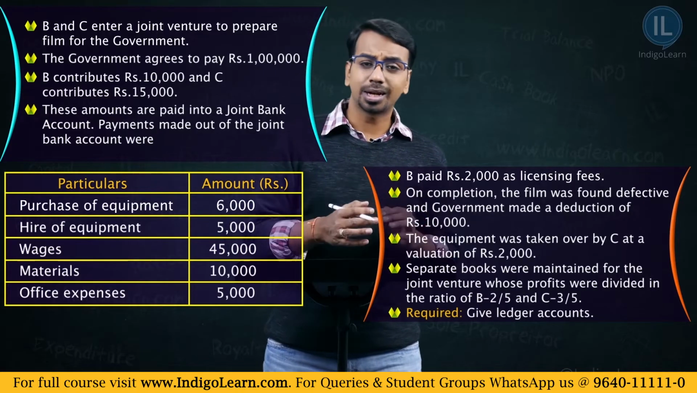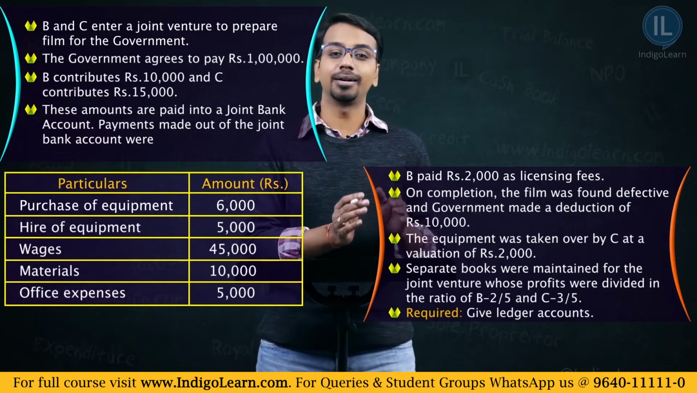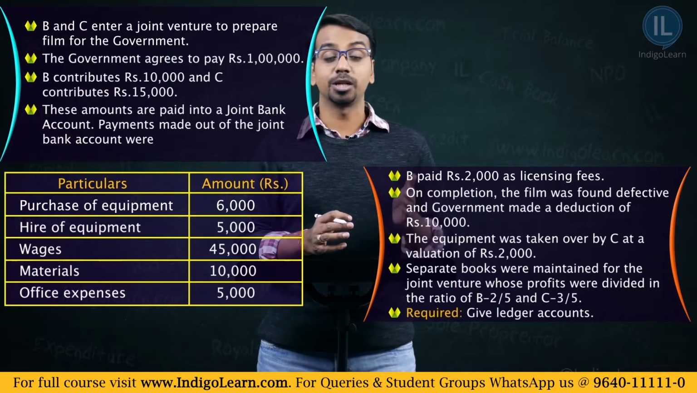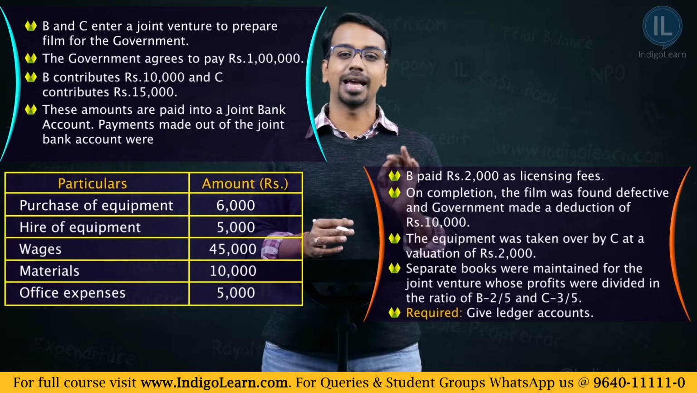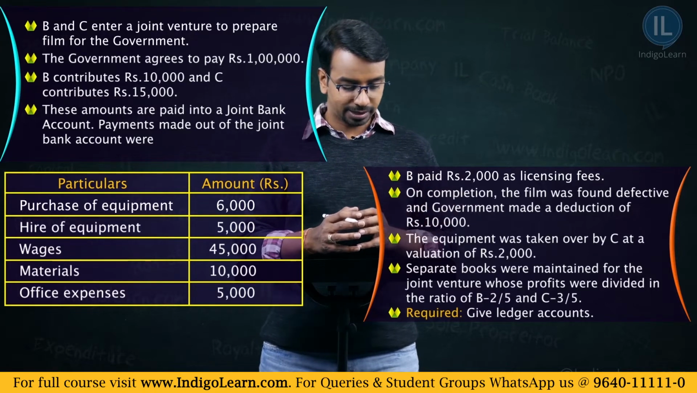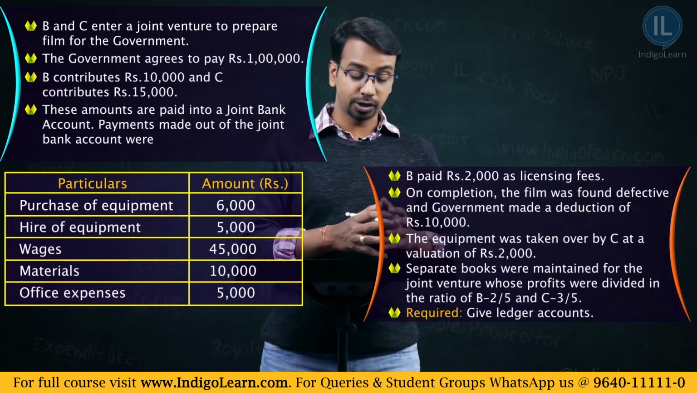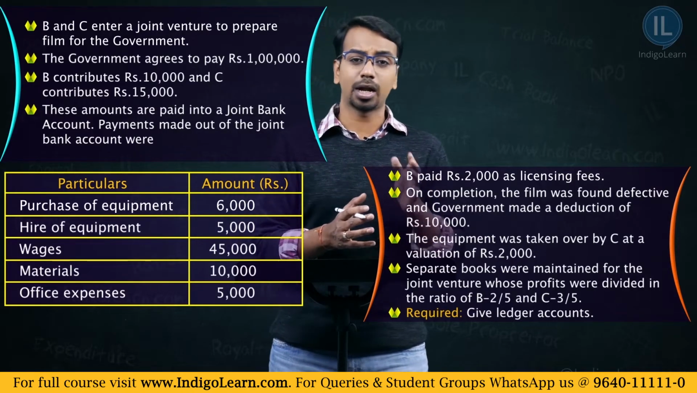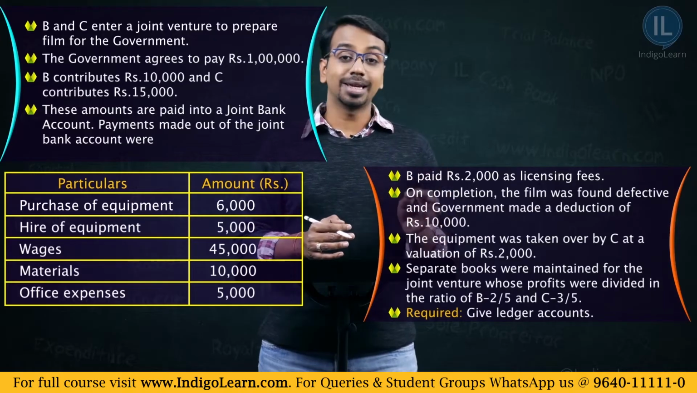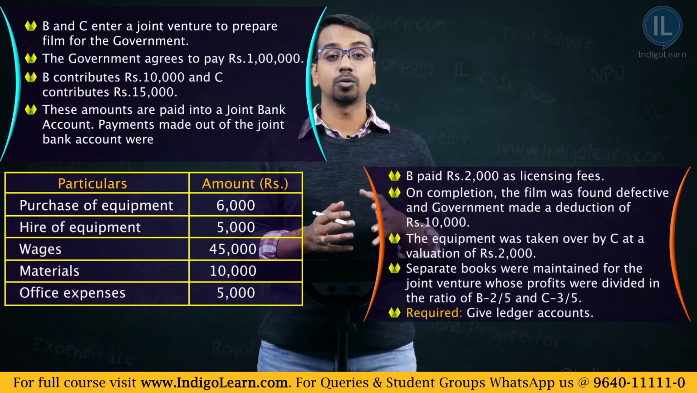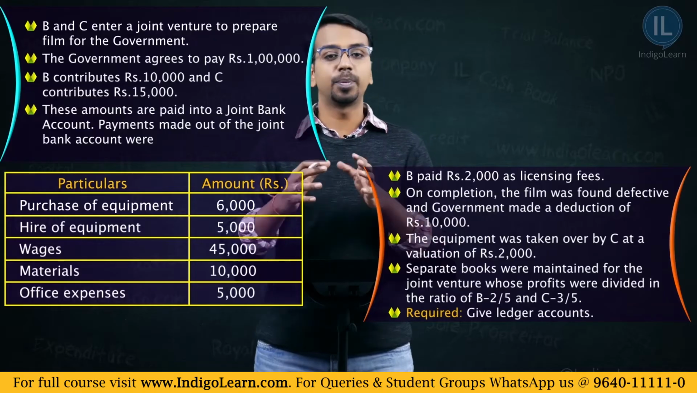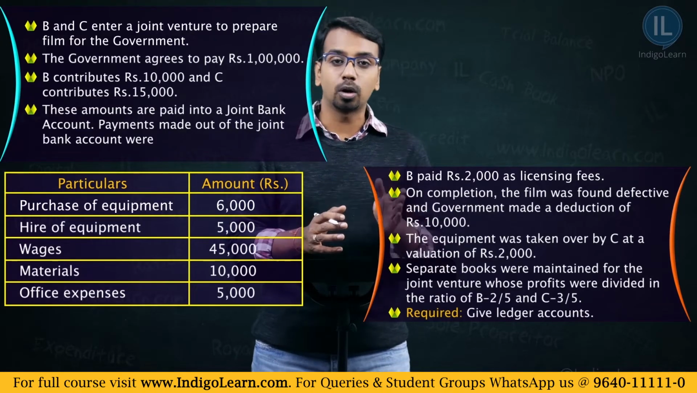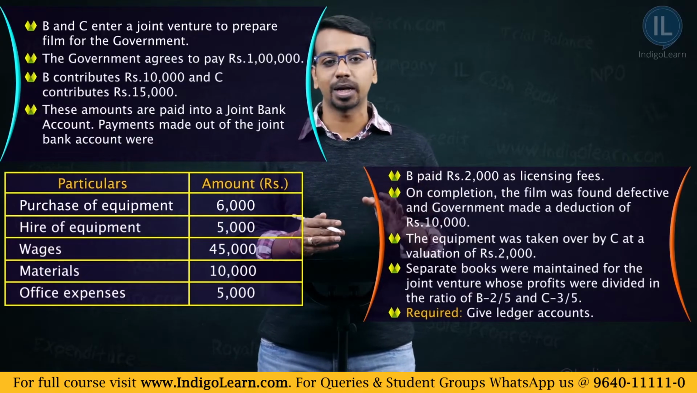Now when we are posting the transaction, we will also look at how the journal entry looks like. That becomes a practice for you in case the questions in the examination asks you to prepare the journal entries as well. If you look at the illustration, it says they have entered into a joint venture. The government agrees to pay. So far you have not received the payment, so that entry will not happen now. B contributes 10,000 and C contributes 15,000. Now we have not been given dates, so we will prepare ledger accounts without dates. In case dates are given, you add one more column for date and post the entry on the respective date.